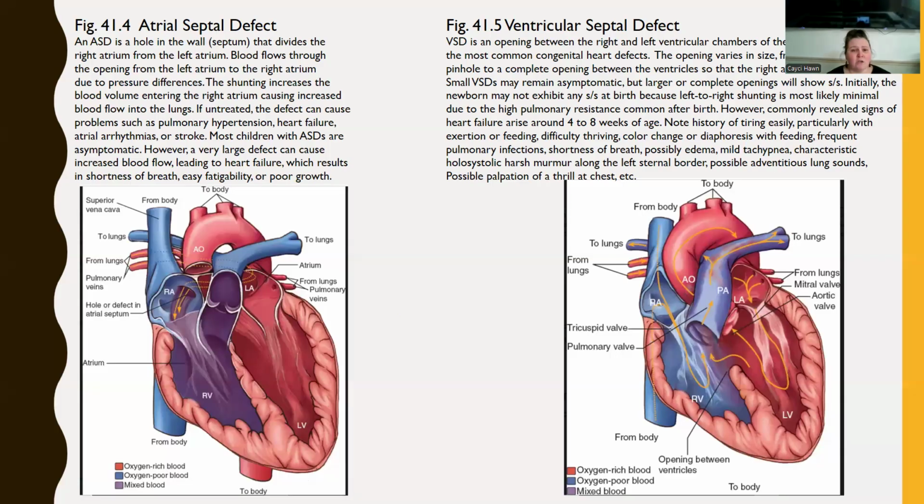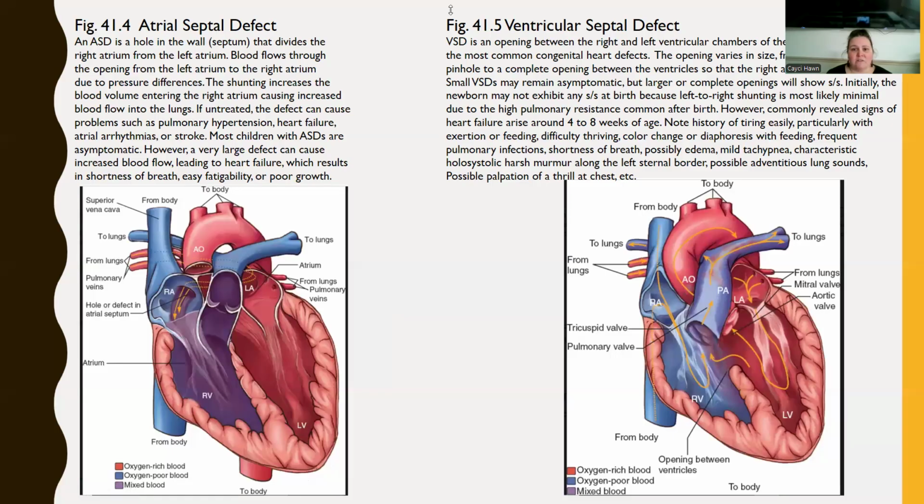Most children with ASDs are asymptomatic. However, if a very large defect is present, it can cause increased blood flow, leading to that heart failure, which results in shortness of breath, easy fatigability, and poor growth.